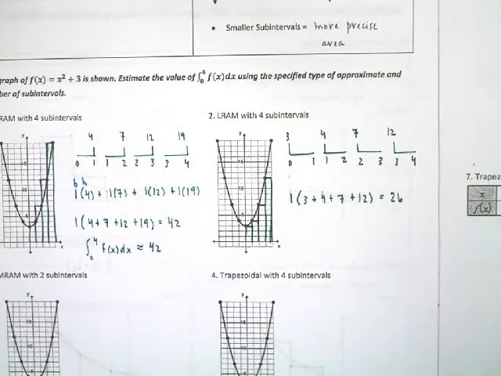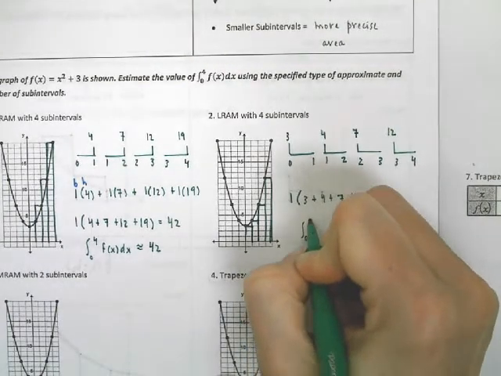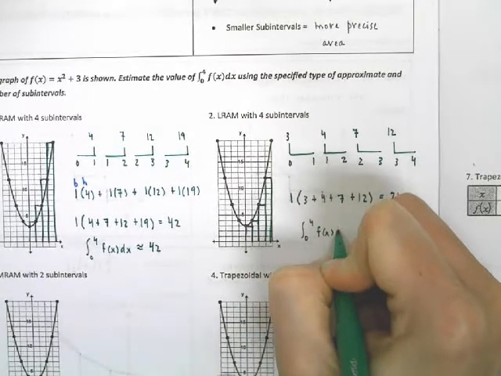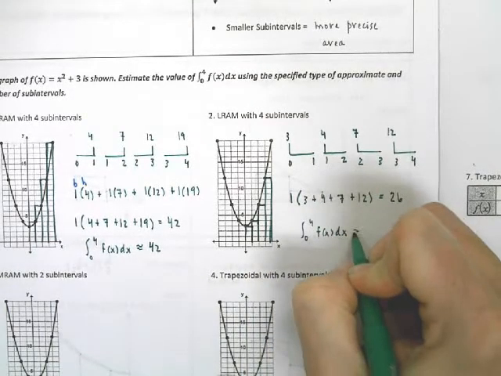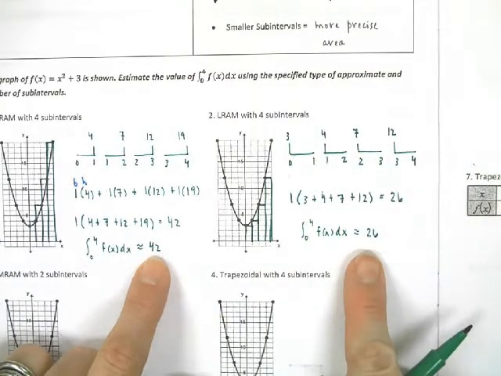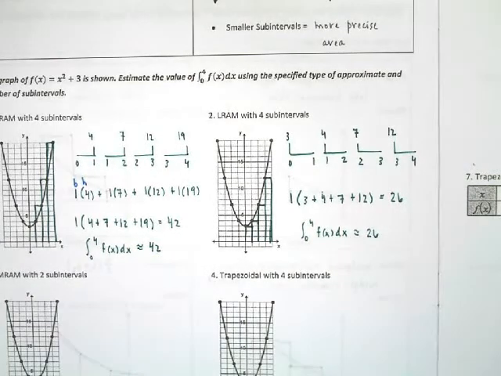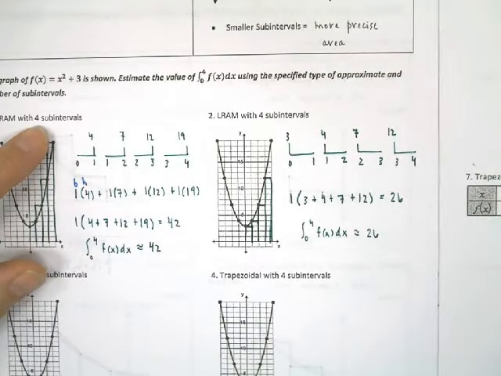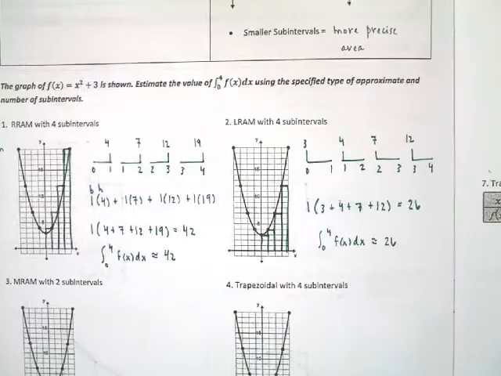So now the integral from 0 to 4 of f of x dx using a left approximation is approximately 26. So you can see here these numbers are pretty different by using those different methods, especially because the number of subintervals is fairly low, so we're not getting very precise areas here.